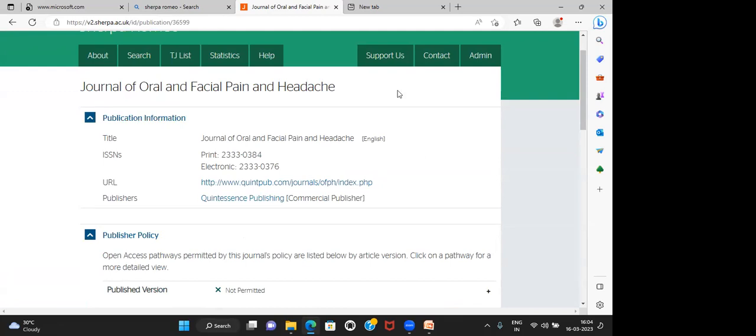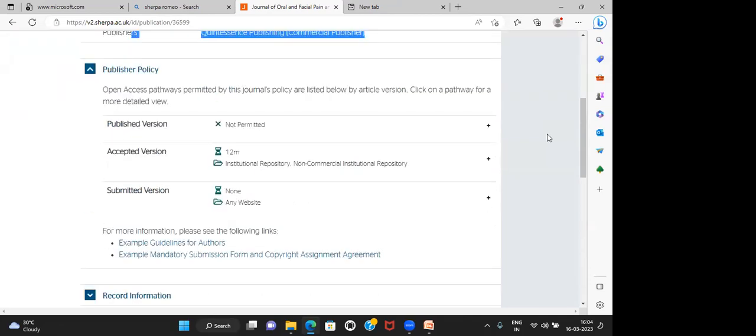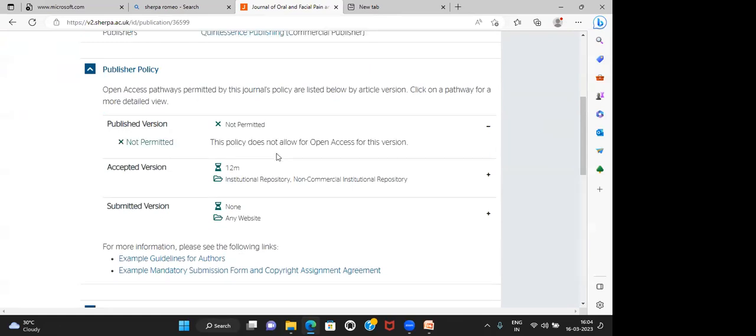So you will find the basic information regarding the journal under the publication information, that is title, ISSN number, URL, and publisher's name. Now, under the publisher's policy, here you see, published version is not allowed for open access. That is, we cannot access this paper openly, freely. So this is the embargo.